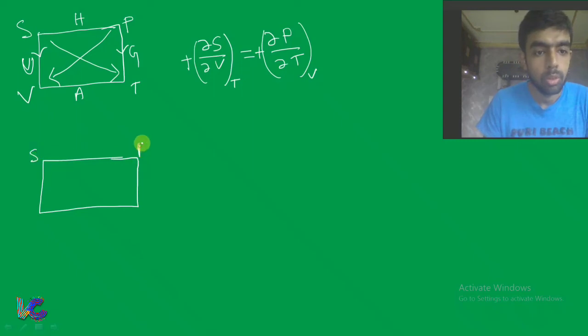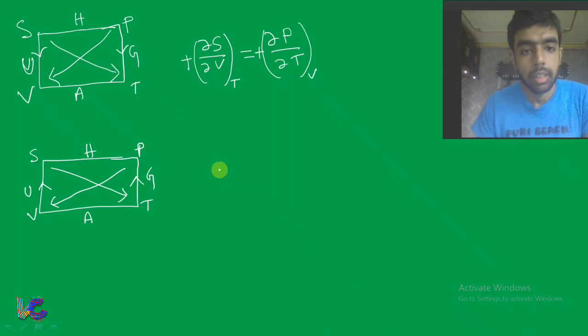Now you give arrows from V to S and T to P. The arrow from V to S means del V by del S, equal to, on this side, the arrow from T to P, that means del T by del P.